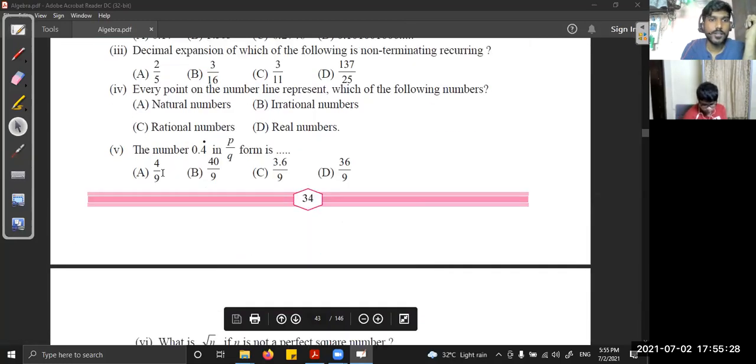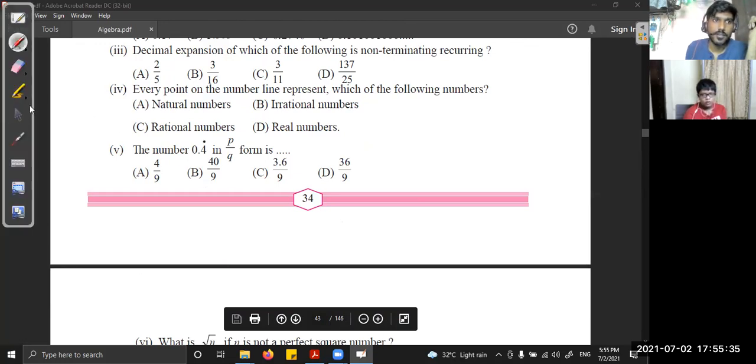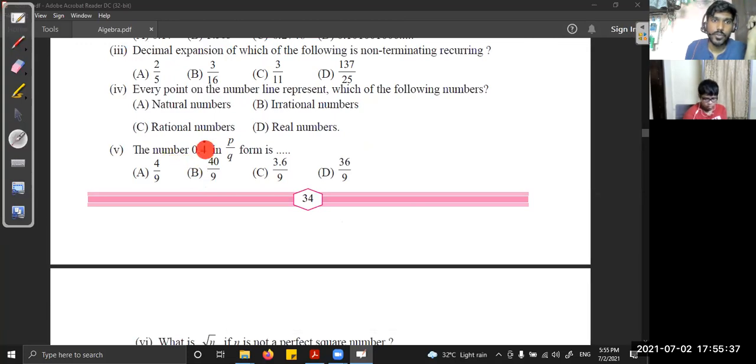And the last one, the number 0.4 recurring. The number 0.4 recurring in p by q form is this. You will have to solve.